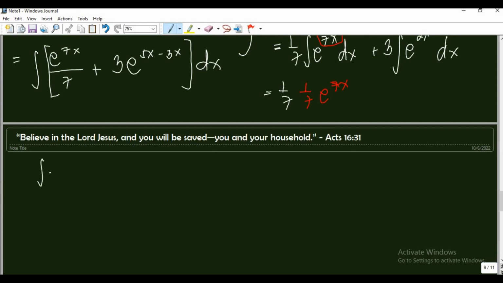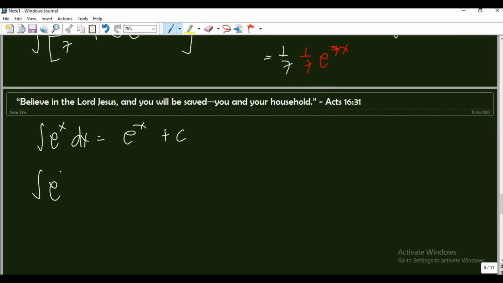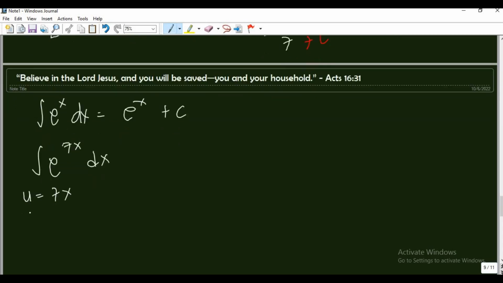Sabi natin kanina, the integral of e raised to x dx is simply equal to e^x plus c. But what if the exponent of our Euler's number e is may kasamang constant yung x, for example, yung 7x dx. So, for this, let our u be equal to 7x. And our du here is 7 dx, right? Therefore, my dx is equal to du over 7. So, isa-substitute ko siya ngayon dito.